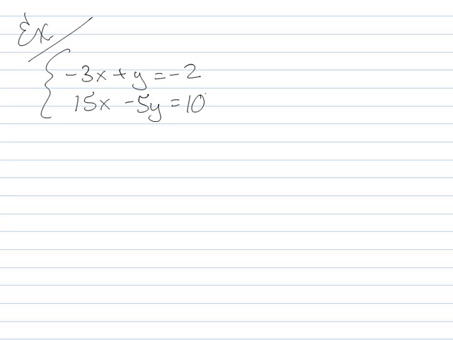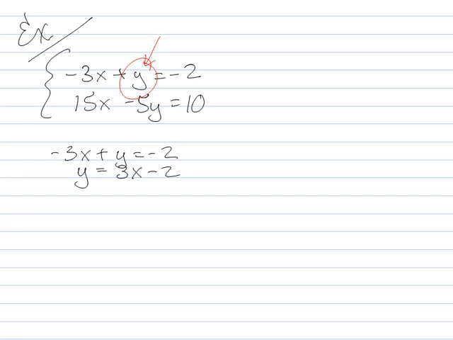So we've got something more along this line. We've got negative 3x plus y equals negative 2, and 15x minus 5y is equal to 10. Okay, so if we're looking at this problem, which variable do you want to pick and solve for? I'm going to go with this one, right? That one looks really easy to get to. So I'm going to say, I've got this equation, and I want to solve for y. So y is 3x minus 2.